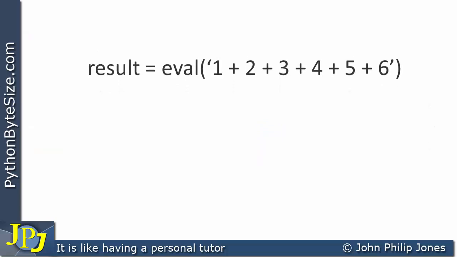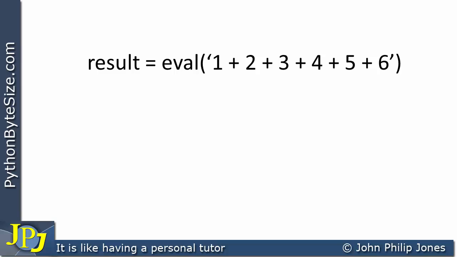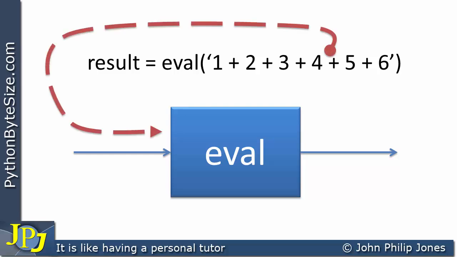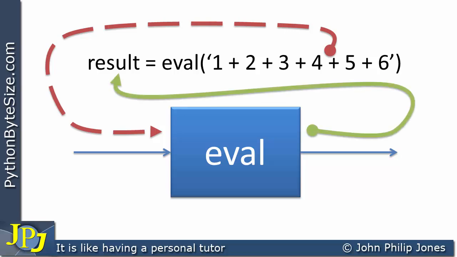Let's have a look at the eval function in a different context. Here you can see result is assigned eval, and in brackets there's a string, and the string is 1 plus 2 plus 3 plus 4 plus 5 plus 6. If we map that against this particular diagram, which we've done in a few places in this playlist, we can see that this string is used as the input to the function and the output is given to result. Let's write a small program to show what is happening here.